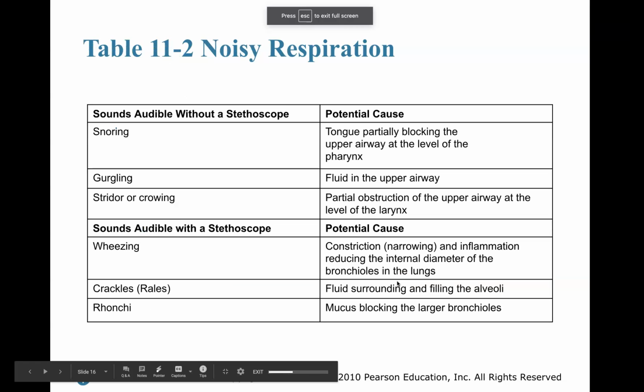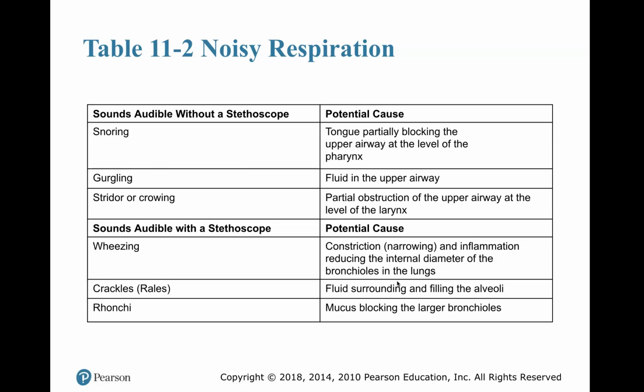All right. So here are some noisy respirations for you. On the left, you see sounds audible without a stethoscope: snoring, gurgling, stridor, or crowing. You can also hear wheezing audibly without a stethoscope if it's in the upper airway. Then you have your potential causes on the right. Sounds audible with a stethoscope are wheezing, crackles, and rhonchi. You can look on the right and see what the potential causes are. You need to study these tables.